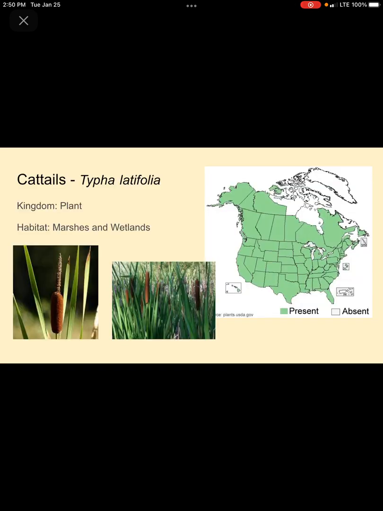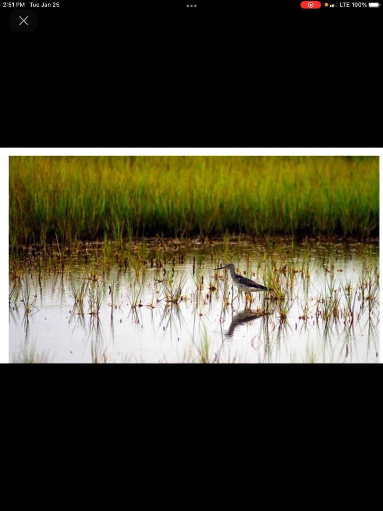My second organism is cattails. There's the scientific name. It's in the plant kingdom. I included a map where we can find cattails. The habitats are marshes and wetlands. And here's my slide that shows a marsh or wetland. Okay, that's all I want on that slide.